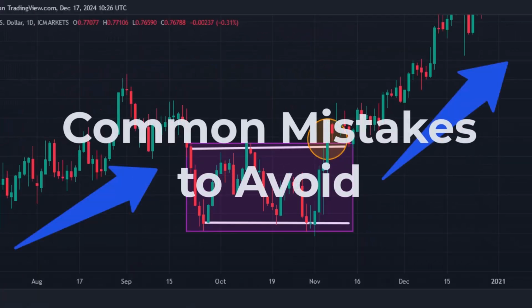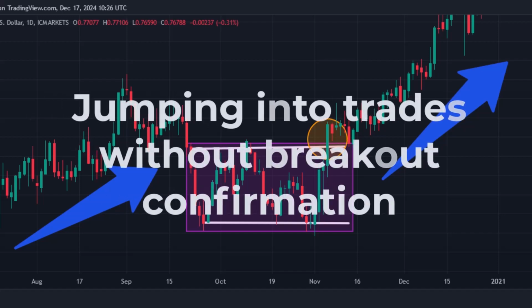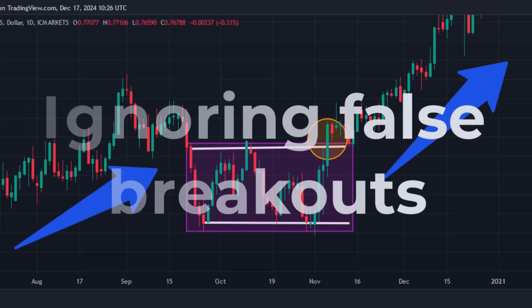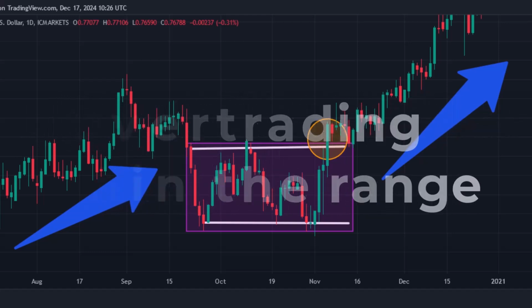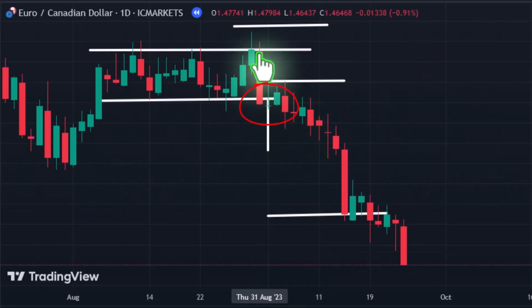What are the common mistakes that people make while trading this rectangular pattern? The common mistakes that most people make, that I want you to avoid, are jumping into trades without breakout confirmation, ignoring false breakouts, and overtrading within the range. So you must wait until there is a confirmation. You can see the confirmation, and the volume has to be sufficient before you enter the trade. You don't jump in when there is a fake breakout.